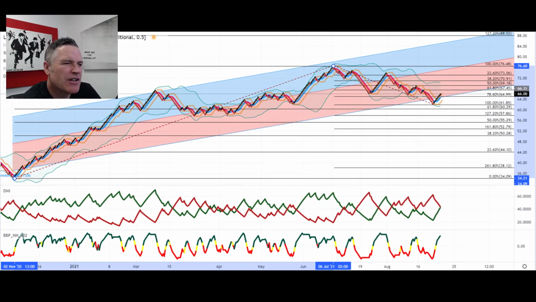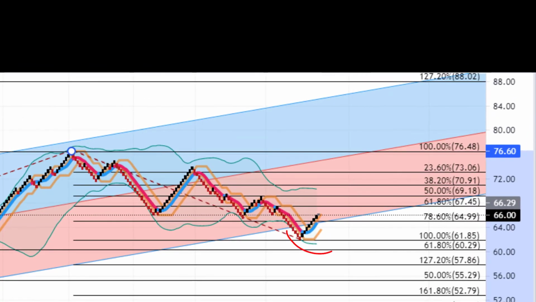So on the Renko chart, I've used a block size of 50 cents, which is quite aggressive, and that's to give me more action. And the signals below are both starting to turn a bit more positive, and you can see the Renko blocks starting to turn north again around that 60-61 support area.